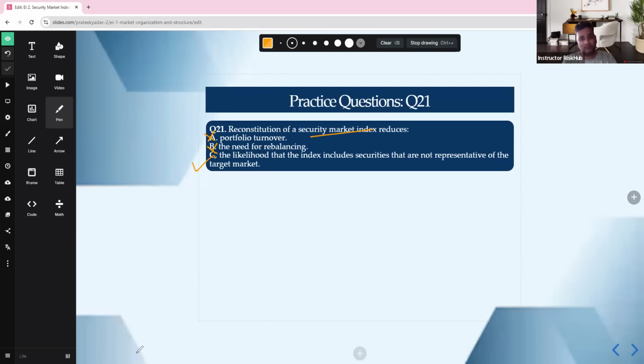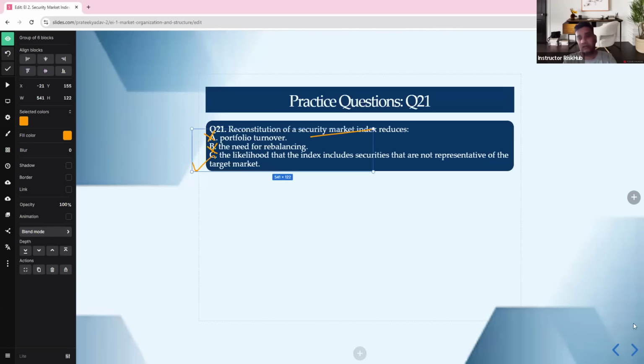So rebalancing: you have the same securities, adjust your weights, mainly important for equal weight index. Reconstitution: change the securities in the index, maintain representation of the target market, and can create price pressure on addition and deletion. Overall, the hack here is: rebalancing is weights, reconstitution is members. Just understand that, right?